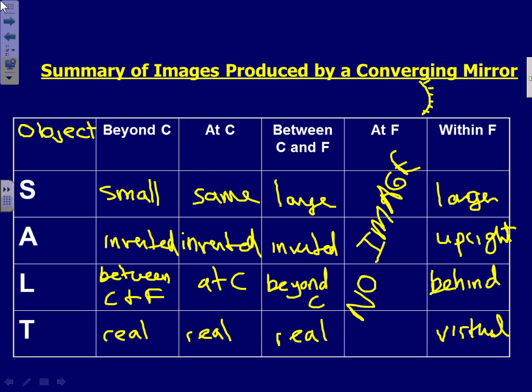Can you see it? Better? It's about the same size? That means where is this pen if it's at the same size? It's at C. Now, this image is a real image.